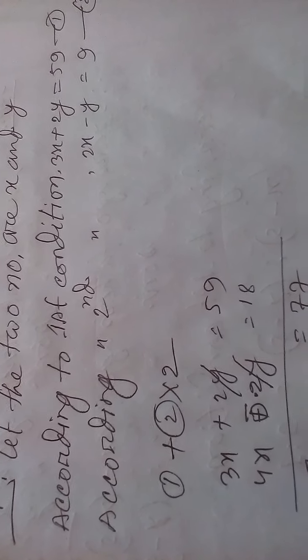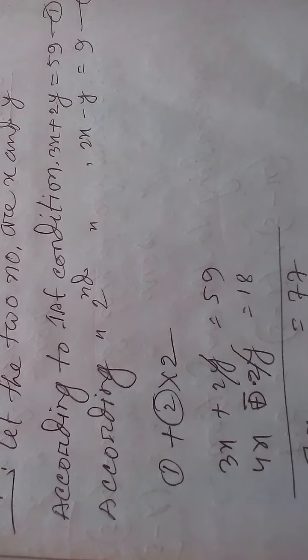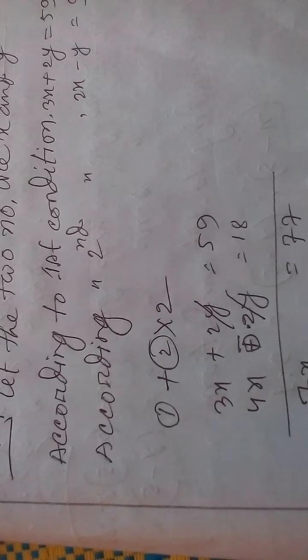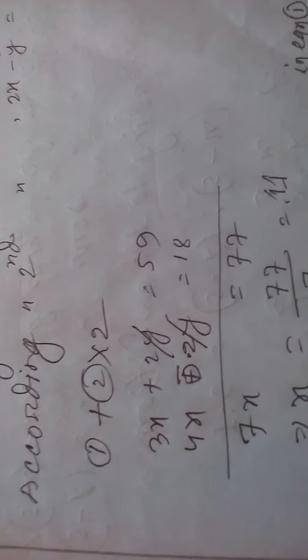So we have to make it balance. For balancing, we can multiply equation 2 by 2. After that, we can add the two equations. So equation 1 plus 2 into 2, we get 3x plus 2y equals 59, 4x minus 2y equals 18. Plus 2y minus 2y will be dismissed, so 3x plus 4x will be 7x equals 77. So x equals 77 by 7 equals 11.